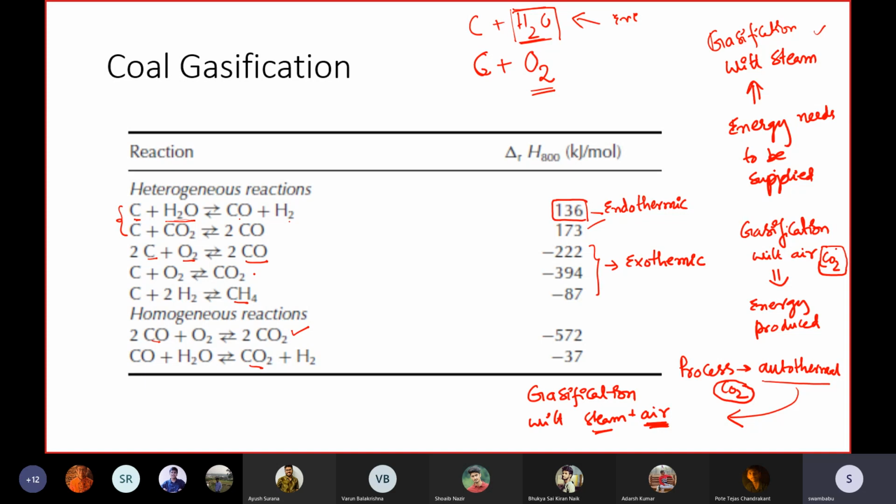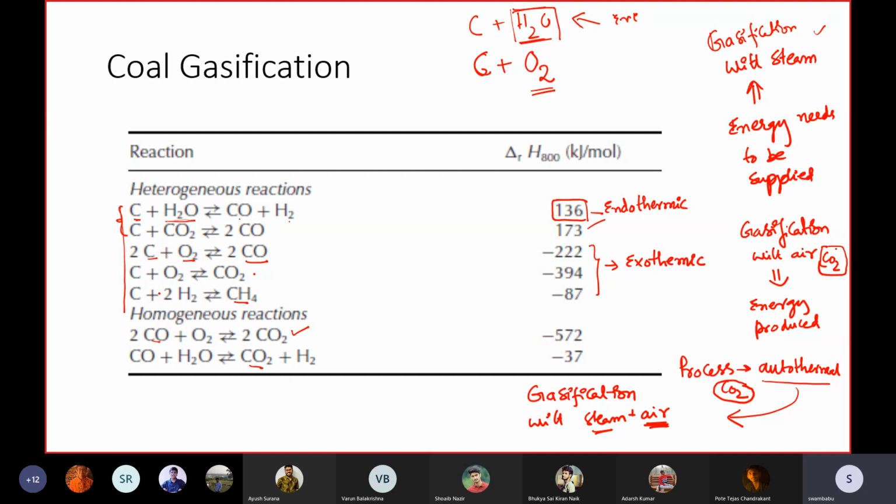Whatever energy is produced in the coal gasification in the presence of oxygen will be utilized for the energy required for the coal gasification in the presence of steam. So that is the common process being used in the current industries, the autothermal process. That's why we have given all the reactions: the coal gasification in the presence of oxygen and coal gasification in the presence of steam.